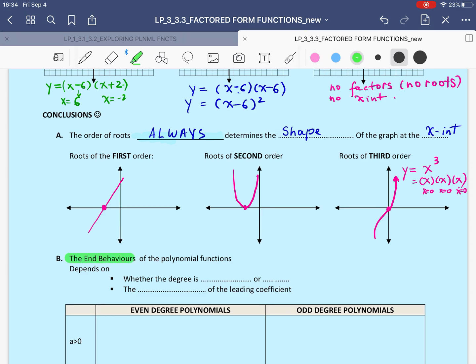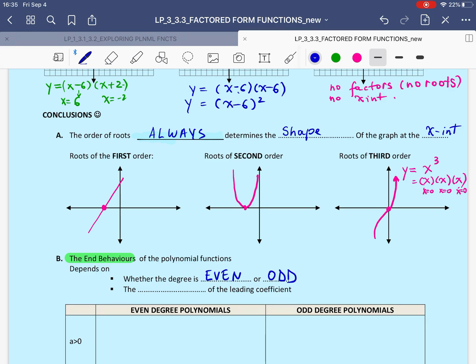Number one, the end behavior will depend on whether the degree is even or odd. Even degree functions will behave like the basic parabola. Odd degree functions will behave like a first degree function or a linear function.